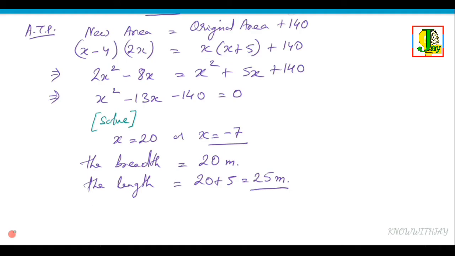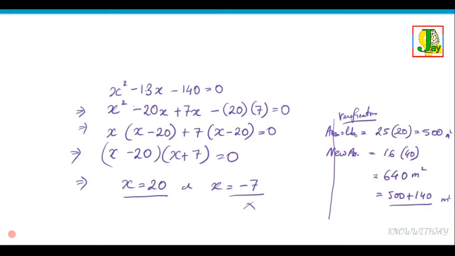Okay, if you want to verify, you can see that the area is length into breadth. We get 25 into 20, that's 500 meters square. Okay, and for the new area, the breadth is 2 times the original one, that's 40, and the length is decreased by 9, so 25 minus 9 is 16. If you multiply, you get 640 meters square, which is 140 more than the original area. So whatever answer we got is correct.